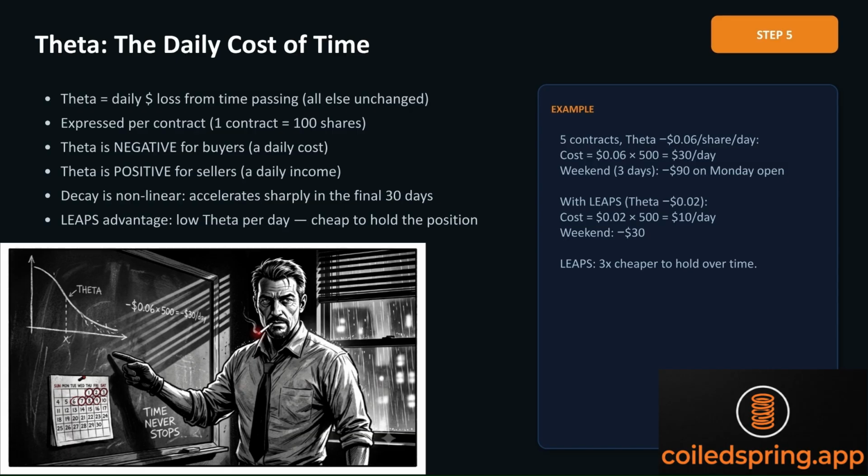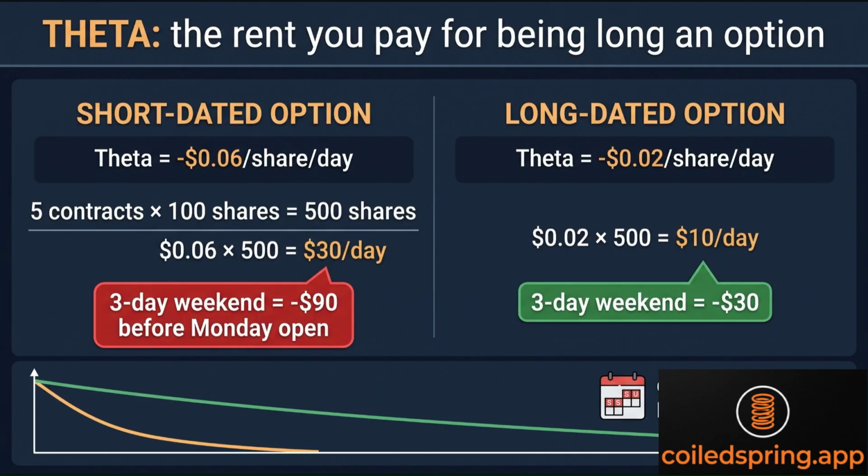It just happens. For sellers, theta is positive. They're on the receiving side. Every day that passes puts money in their pocket, as long as the stock doesn't move against them significantly. Now, let's make this concrete with the example on the right, because this is where traders really feel theta. You hold 5 contracts on a short to medium-dated option. Theta is minus $0.06 per share per day. Simple enough. But let's calculate the real cost.